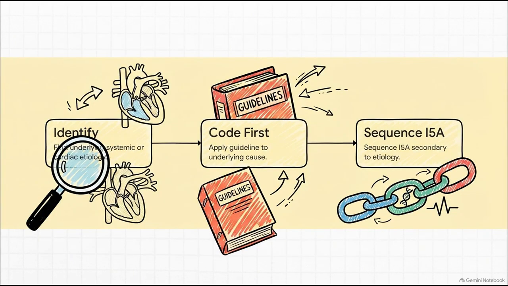But wait, hold up. You can't just slap I5A on the claim by itself and call it a day. We need to look at the sequencing rules to see how this actually builds a complete clinical picture, thanks to the code first mandate. The guidelines are super explicit here. I5A is not meant to be a standalone primary diagnosis if we know the underlying cause. So, step 1, pinpoint the underlying etiology. Step 2, apply the code first rule to that cause. And then step 3, sequence I5A as the secondary diagnosis.